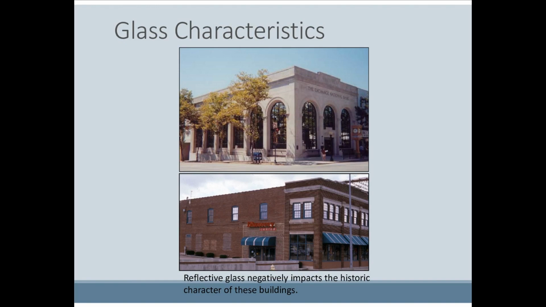With the obvious exception of stained glass, historic glass prior to the mid-20th century was almost always clear. Use of reflective or tinted glass as replacement inappropriately changes the historic character of a building.